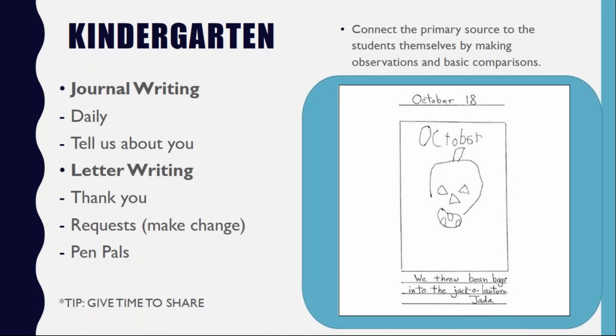So let's look at what this looks like in each of these grade levels. In kindergarten, it could be as simple as a journal. Daily, tell us about you. You can take those daily journals that you're doing, and you can compare and contrast. What did the students do over spring break, vacations or staycations, as we usually take, or holidays? You can allow students to talk, share, and develop opinions.